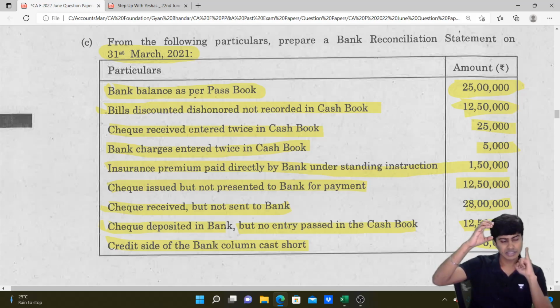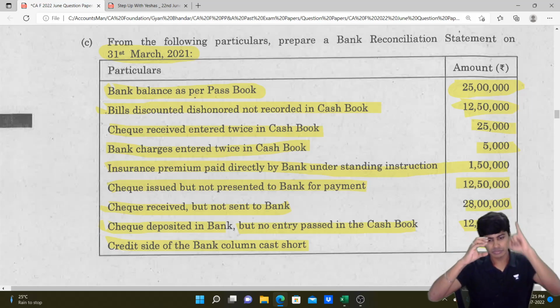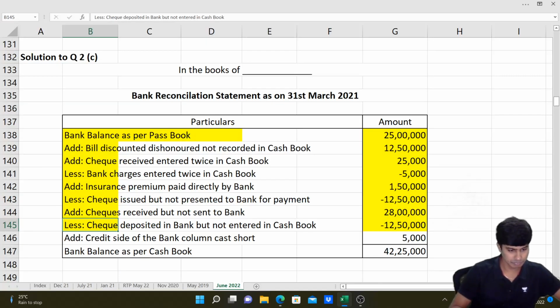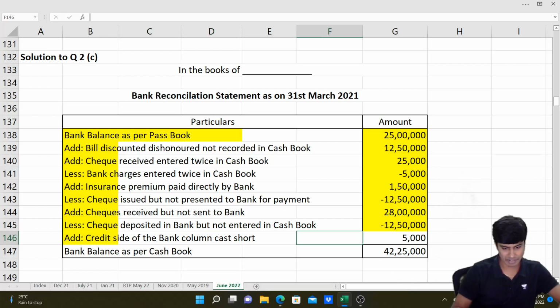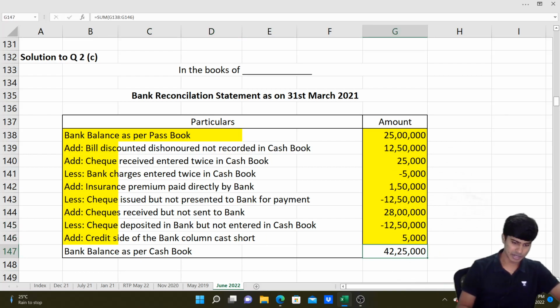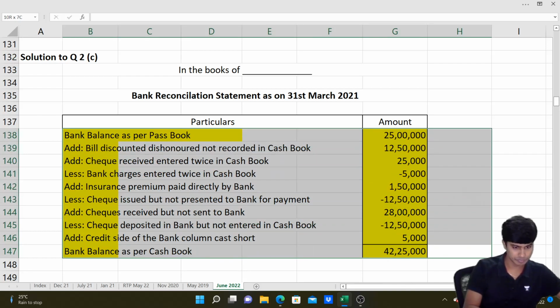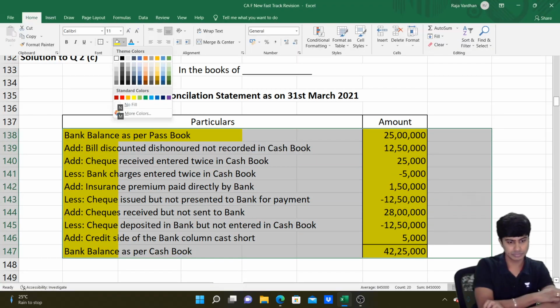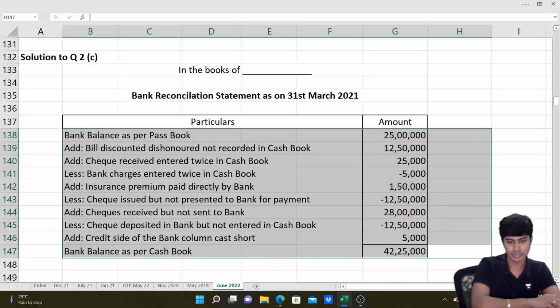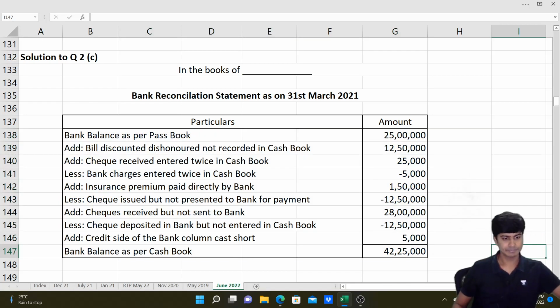Where are we making changes? Passbook. So I'll add this 5,000. This is the last one. And by summation, we will end up with balance as per cash book as 42,25,000. So this is the answer. I hope you all understood. Got that? I hope it's clear to you all.